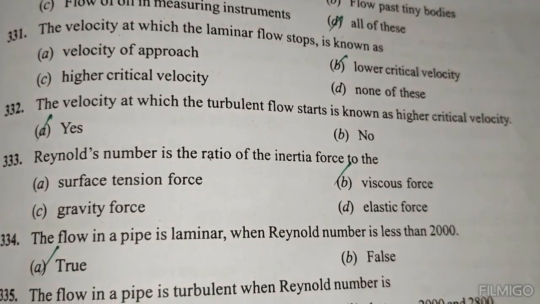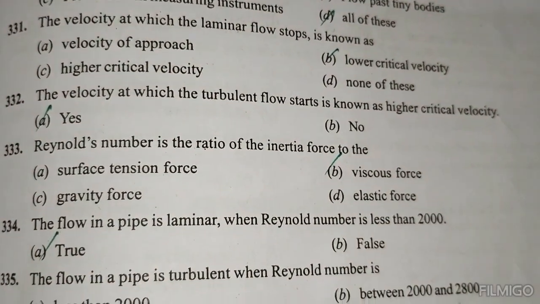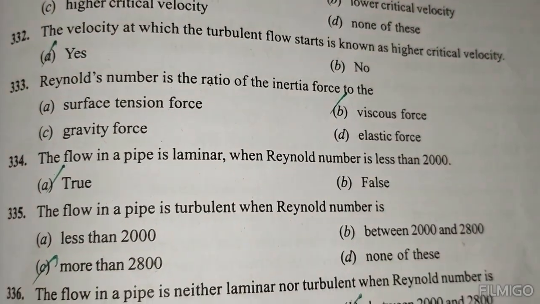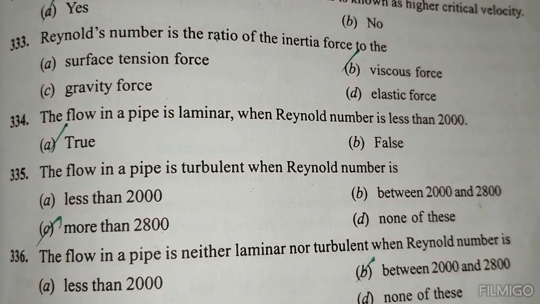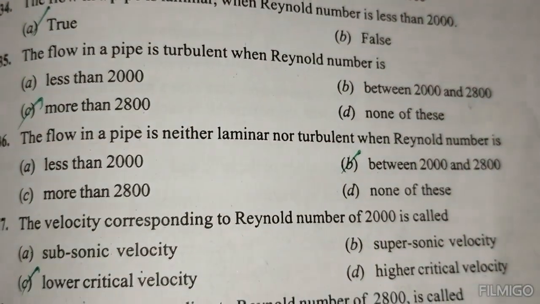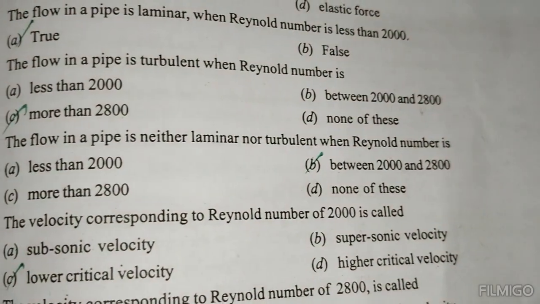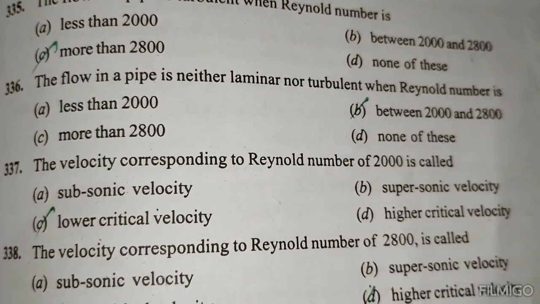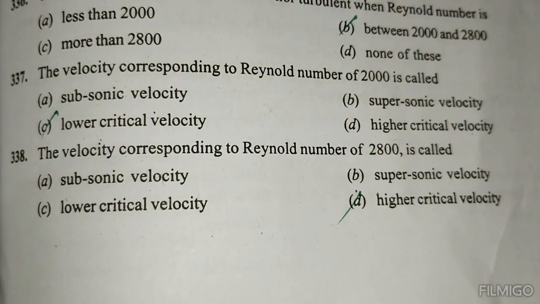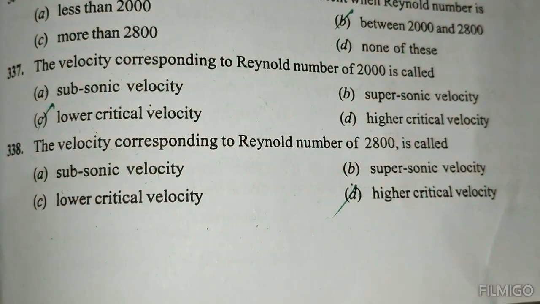Reynolds number is the ratio of inertia force to viscous force. The flow in a pipe is laminar when the Reynolds number is less than 2000. True. The flow in a pipe is turbulent when the Reynolds number is more than 2800. The flow in a pipe may be either laminar or turbulent when the Reynolds number is between 2000 and 2800. The velocity corresponding to a Reynolds number of 2000 is called the lower critical velocity. The velocity corresponding to a Reynolds number of 2800 is called the higher critical velocity.